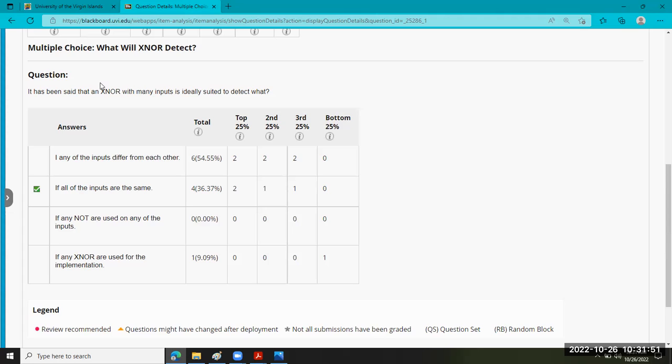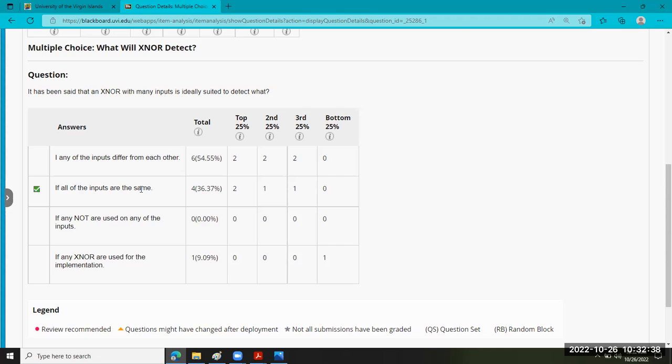Which logic gate detects differences? Michael was saying XOR. XOR is correct. Thank you. So if the question reads differently, it has been said that an XOR with many inputs is ideally suited to detect what? That would be the first answer. So XOR would be the first answer, right? XNOR is the second answer, if the inputs are all the same, all zeros or all ones.